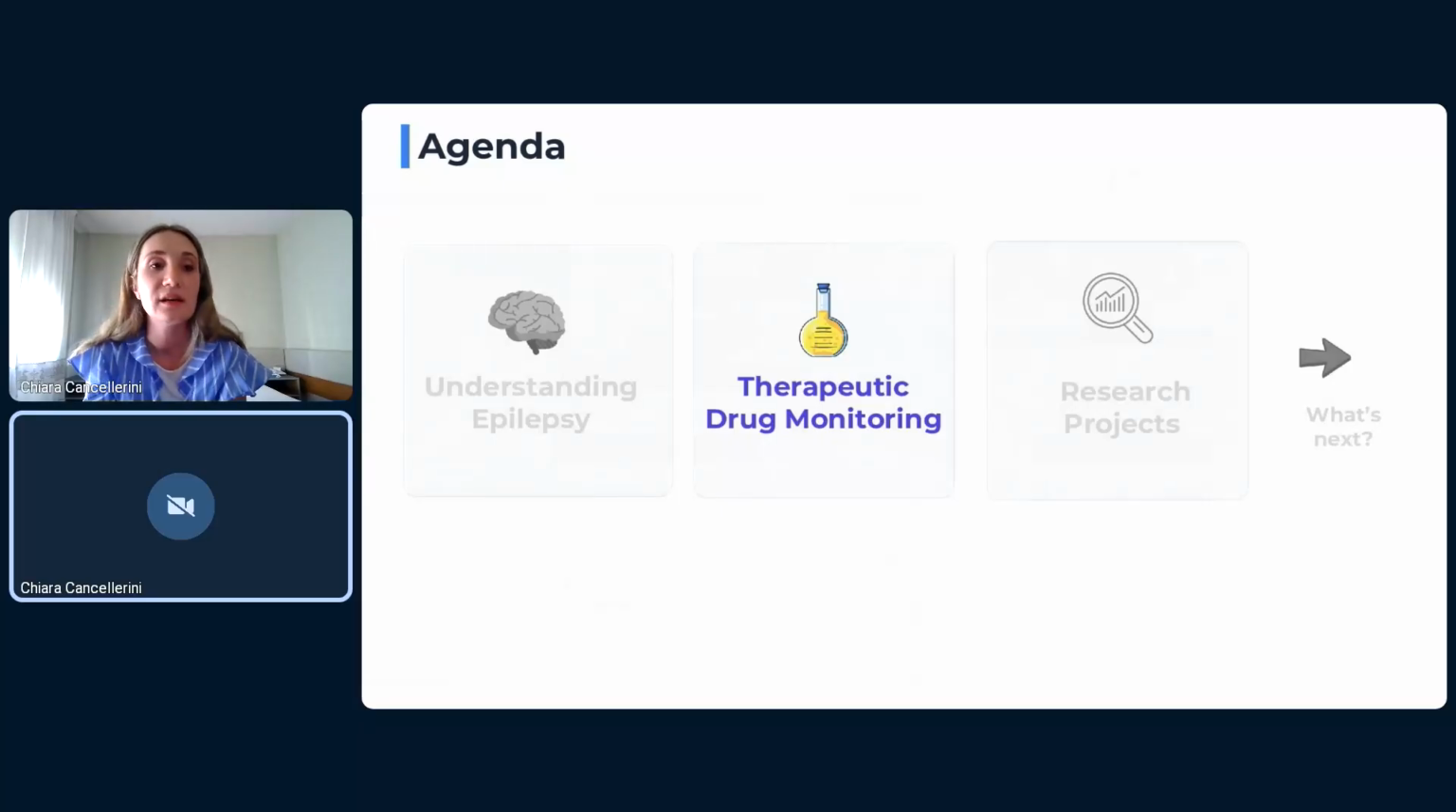Because we deal with such a high percentage of complex polytherapy patients, optimizing treatment with highly personalized doses becomes really crucial. And this brings us to the second part of today's agenda, that is therapeutic drug monitoring, or TDM.